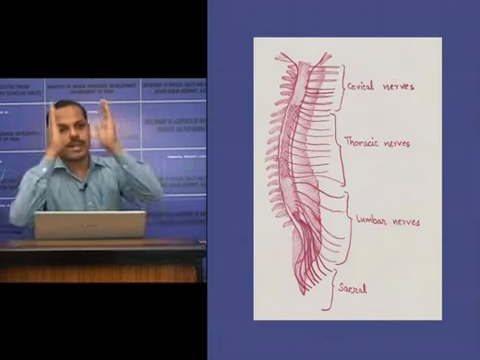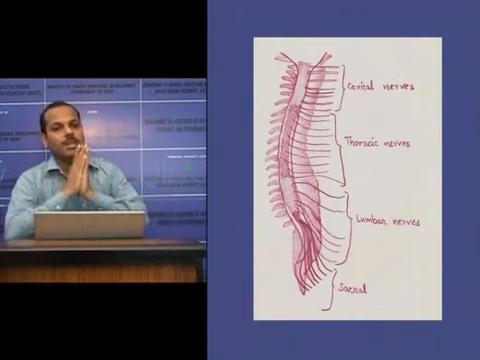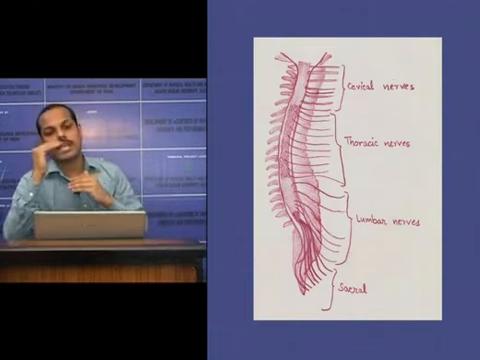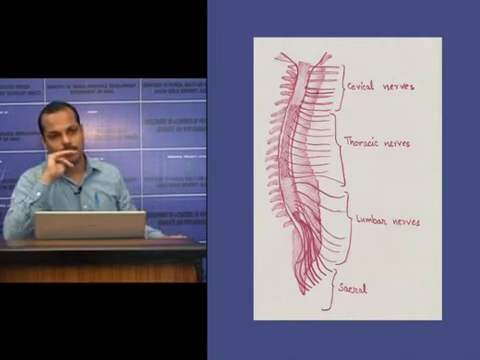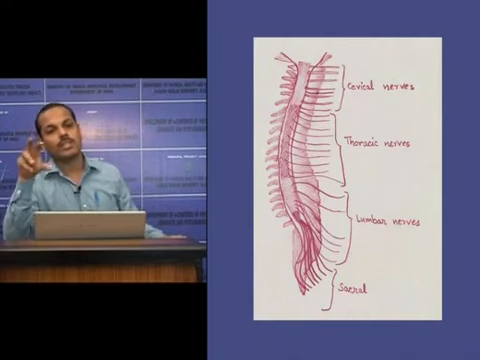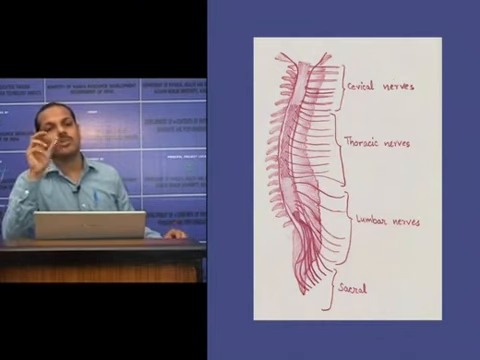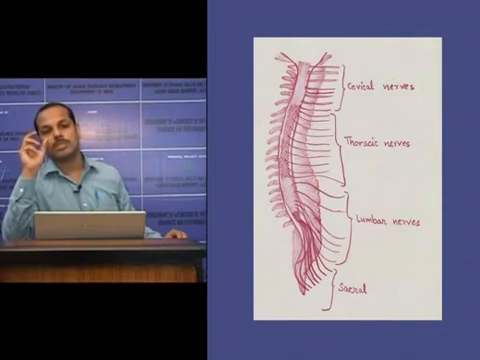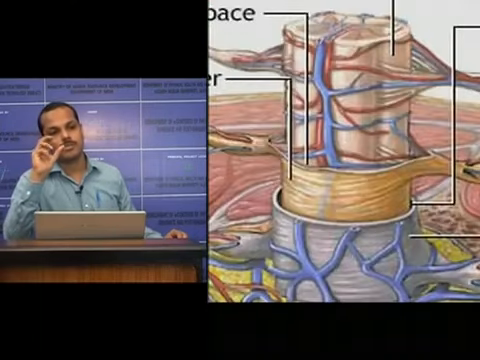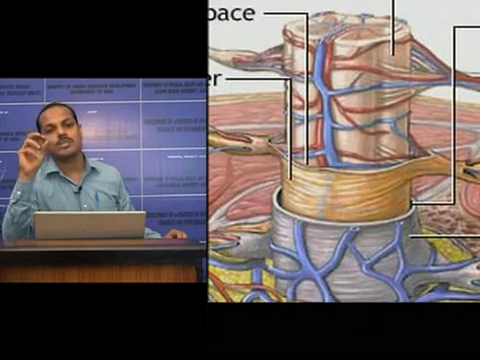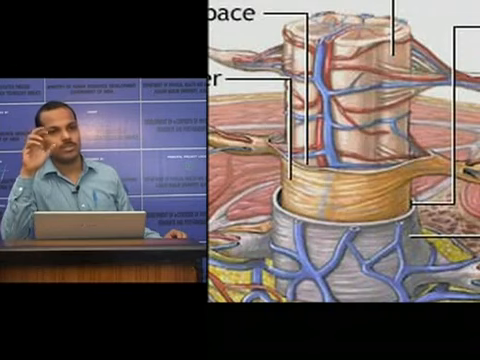Inferiorly, it ends at the filum terminale at the level of the lower border of the second sacral vertebra. It comes down and reaches till the level of the second sacral vertebra. The dural sheath lies loosely in the vertebral canal and is separated from the wall of the vertebral canal by the epidural space. This contains loose connective tissue and the internal vertebral venous plexus also. So, this is the outer covering, the dura mater.